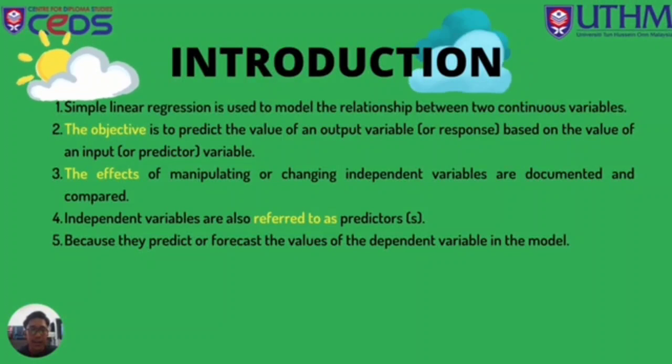Next is the introduction. Simple linear regression is used to model the relationship between two continuous variables. The objective is to predict the value of an output variable or response based on the value of an input or predictor variable. The effect of manipulating or changing independent variables is documented and compared. Independent variables are also referred to as predictors, and this name is because they predict or forecast the values of the dependent variable in the model.